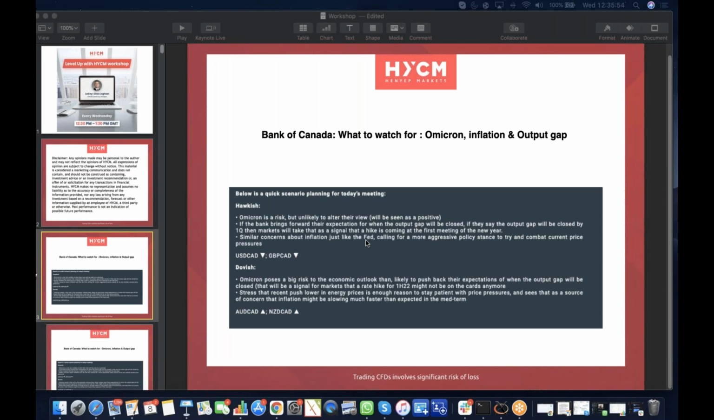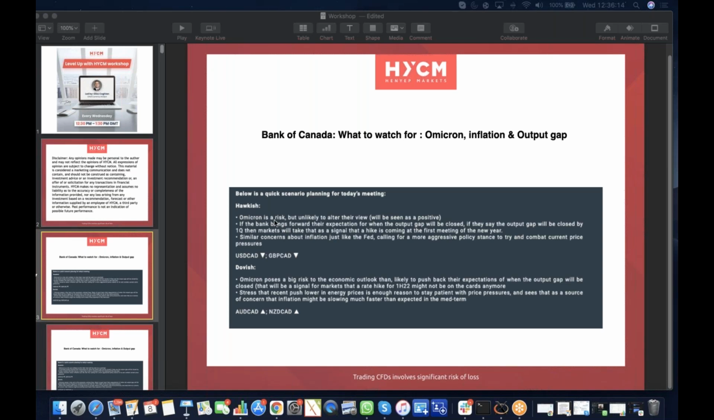So why is that a concern for us? It's because of this. Because if the Bank of Canada show concerns about inflation pressures, the only real tool a central bank has to control inflation is by hiking interest rates. So that would be positive for the CAD. So this is what we need to look for.